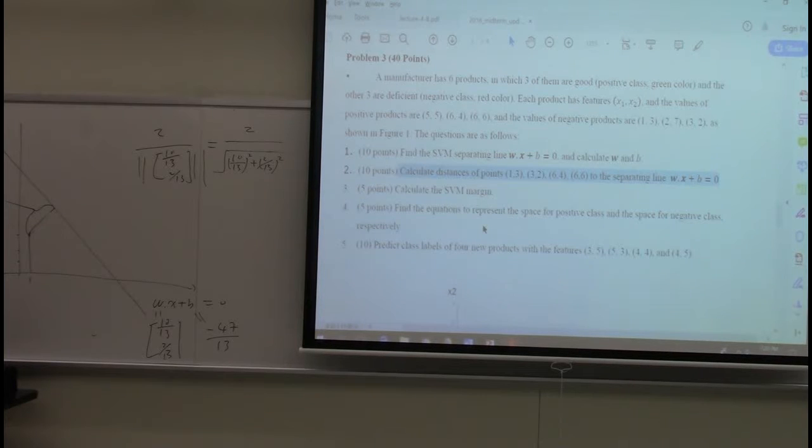Because you are given W, right? So then you can calculate exactly the size of the margin. And if you do not believe this is larger than the other margin, you can try a different line. You calculate the margin, and you find you can get a margin that is larger than this one.